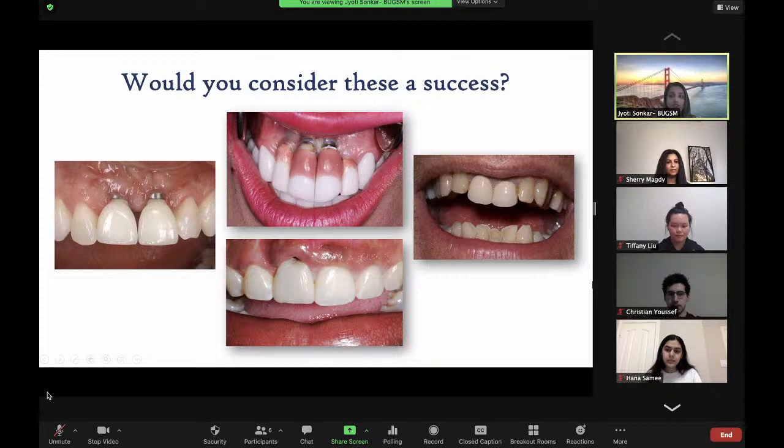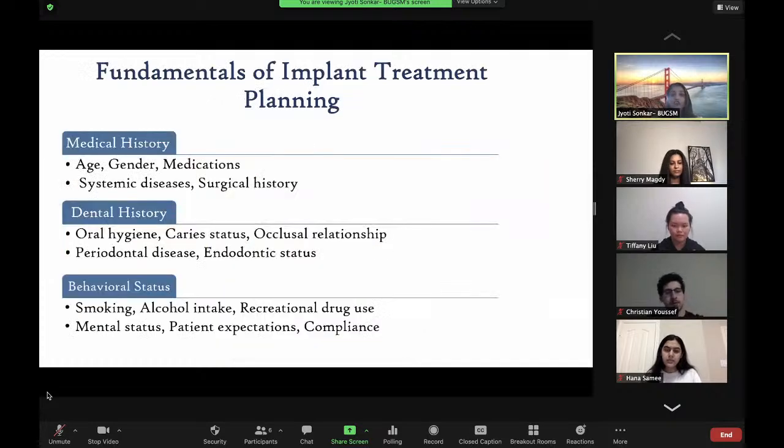I wouldn't consider any of these pictures as a recipe for implant success just because you have a functioning implant in the mouth. So what do you do when you have a patient in your dental chair and the chief complaint is the patient needs something fixed, not a partial denture, but something fixed to replace their missing teeth? So dental implants are a highly sought after and popular restorative option. And it really takes a lot more planning before you actually try to put a dental implant in the mouth. So how do we begin?